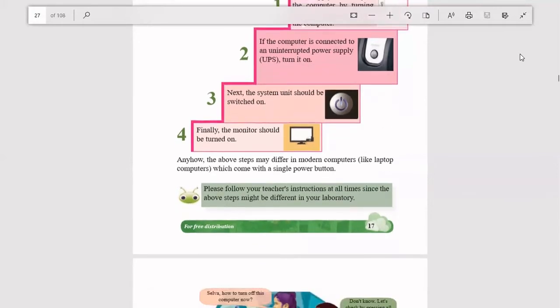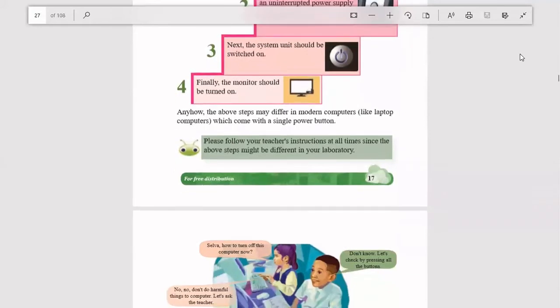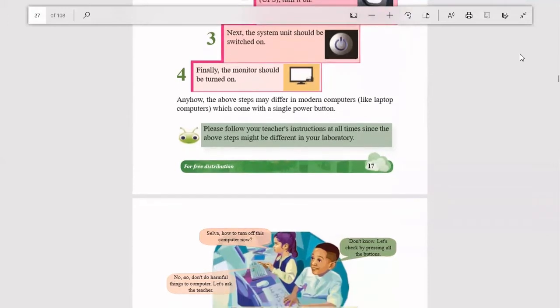Then we have to switch on the system unit. Then finally you have to switch on your monitor. But when it comes to a laptop, the process is totally different. With a single power button, everything will be switched on, right?